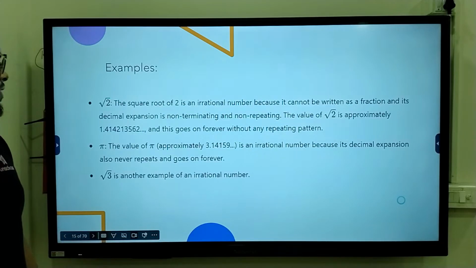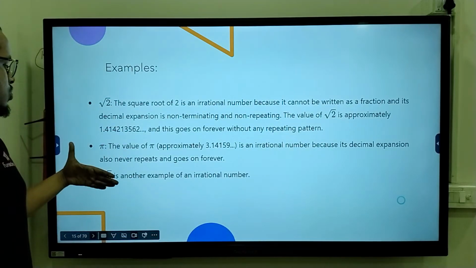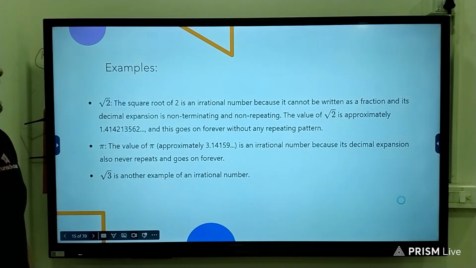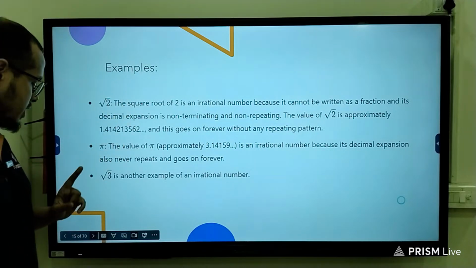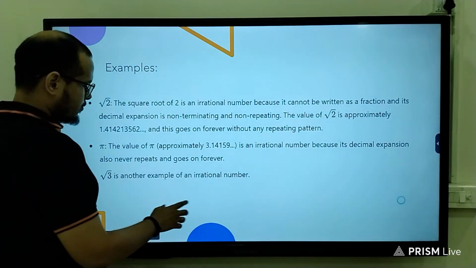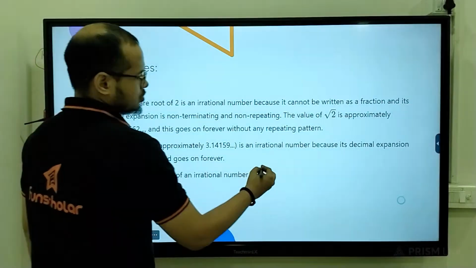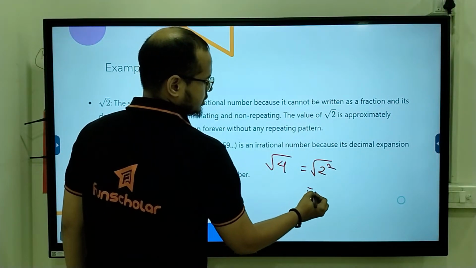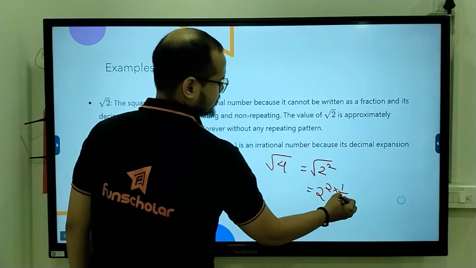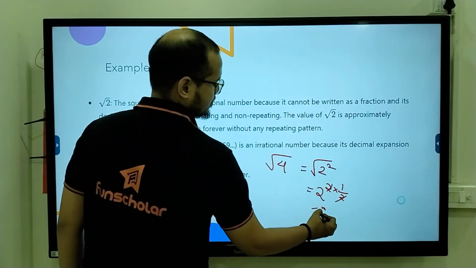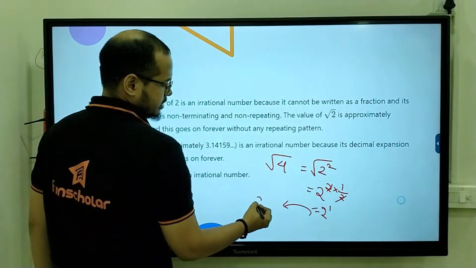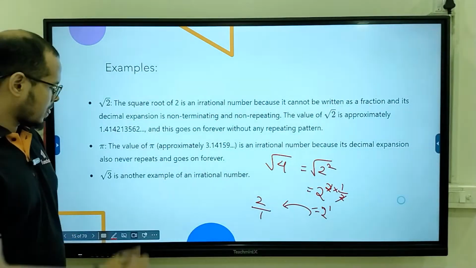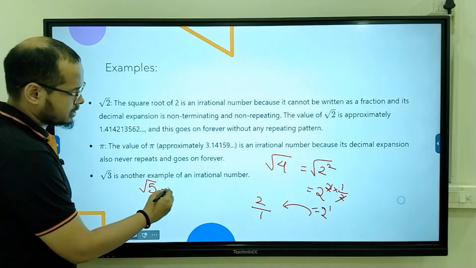That's it. Examples are root 2, root 3, root 4. Root 4 is actually 2, which is a rational number. So always remember, root 4 is actually root 2 squared, which is 2 to the power 2 into half, that is 2 to the power 1, which is nothing but a rational number, 2 by 1. But in case of root 5, the same will not prevail. Root 5 is another example of an irrational number.